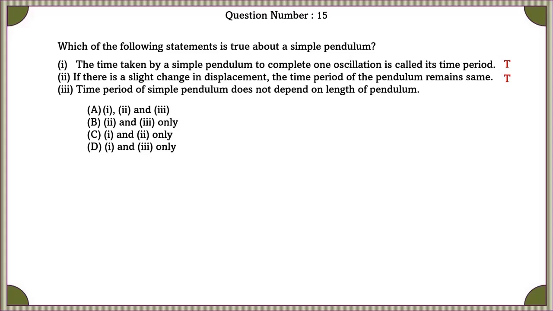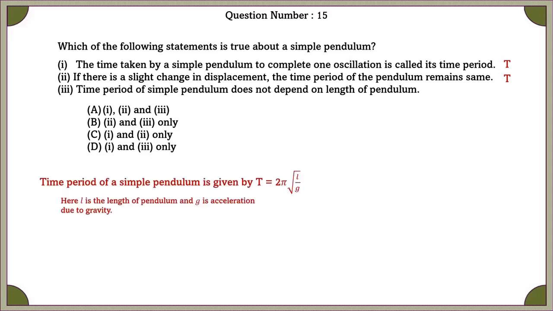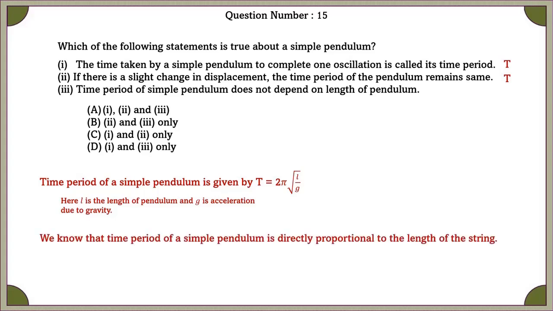Third one. Time period of a simple pendulum does not depend on the length of the pendulum. Now we can see that time period of a simple pendulum is given by T is equal to 2 pi root L by g. Here L is the length of pendulum and g is the acceleration due to gravity. We know that time period of a simple pendulum is directly proportional to the square root of the length of string. Therefore, the third option is false.